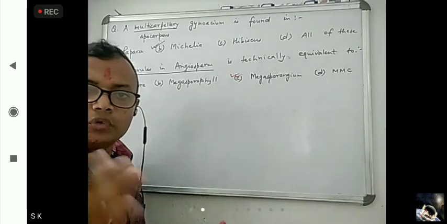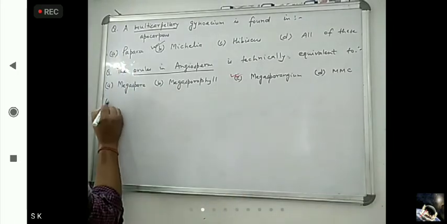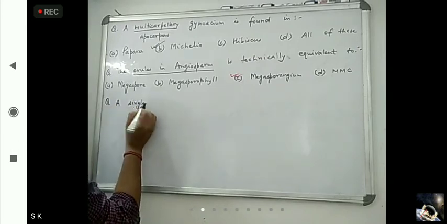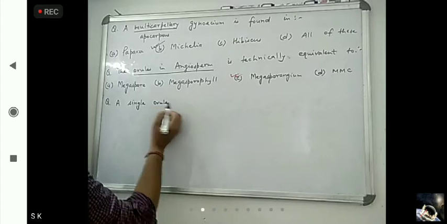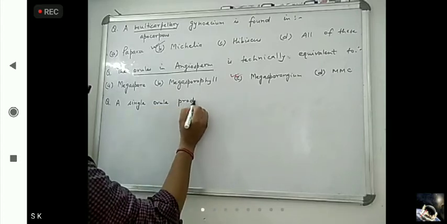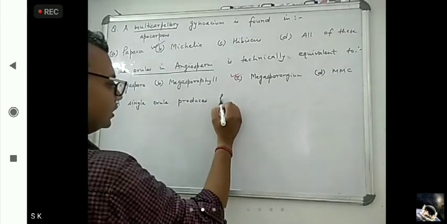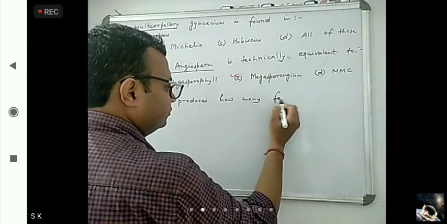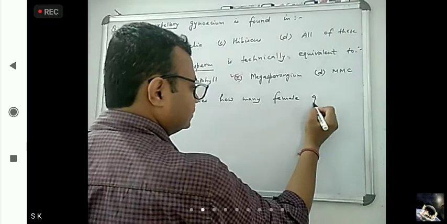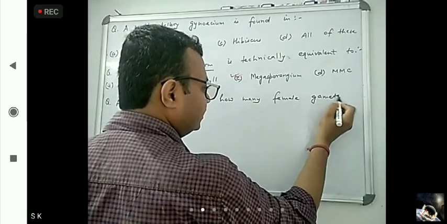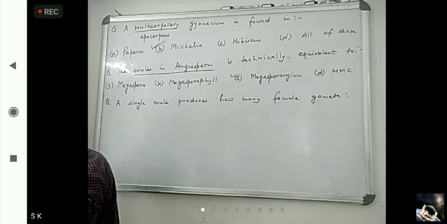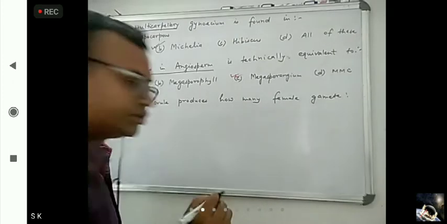Now the next question: a single ovule produces how many female gametes? So a single ovule produces how many female gametes? Options are there.